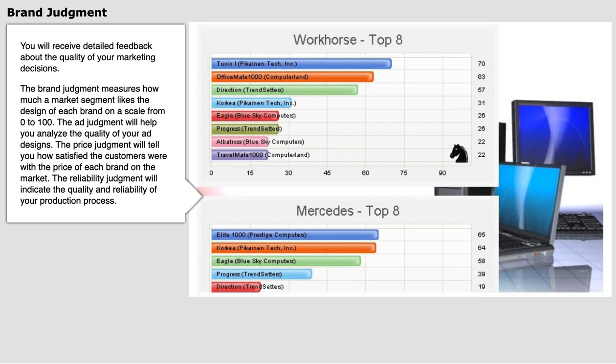You will receive detailed feedback about the quality of your marketing decisions. The brand judgment measures how much a market segment likes the design of each brand on a scale from 0 to 100. The ad judgment will help you analyze the quality of your ad designs. The price judgment will tell you how satisfied the customers were with the price of each brand on the market. The reliability judgment will indicate the quality and reliability of your production process.